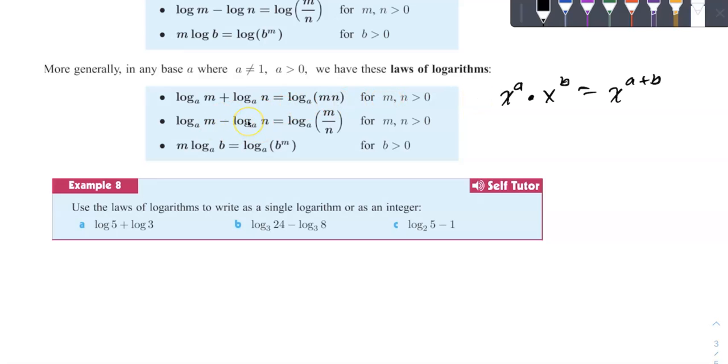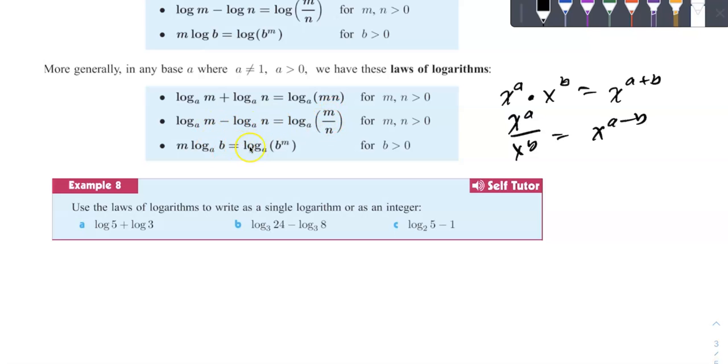Same thing with subtraction, right? If I have x to the a over x to the b, you get x to the a minus b. So in logs, when you have two logs subtracting, you can also write it as division. Remember, it also works the other way. If you have two logs being divided, you could write it as two logs being subtracted.